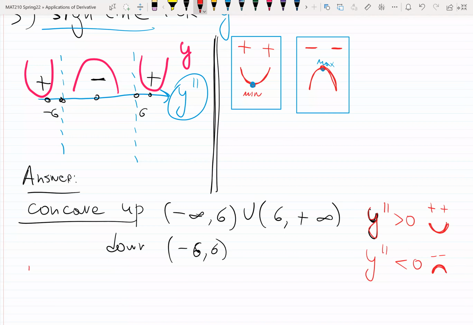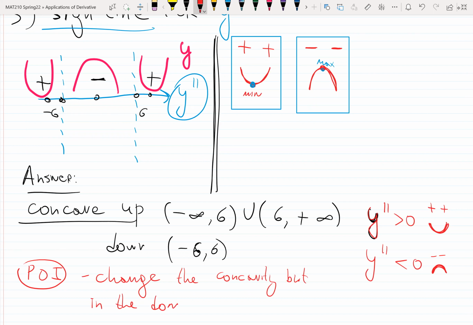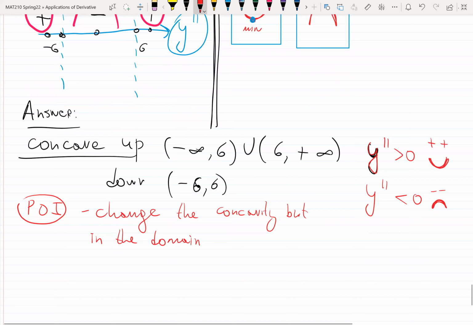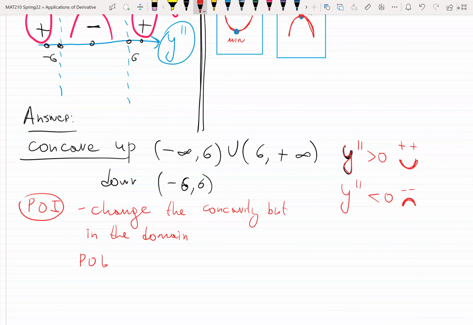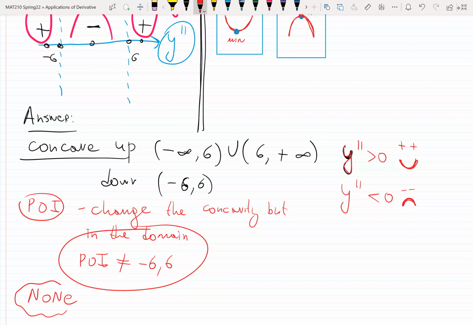Points of inflection should change concavity, but should be in the domain. So unfortunately, we cannot call -6 and 6 points of inflection, because they're not in the domain. So in this scenario, it is none. Anyway, vertical asymptotes cannot be counted as points of inflection. They are just points of discontinuity or asymptotes. Yeah, that's important.